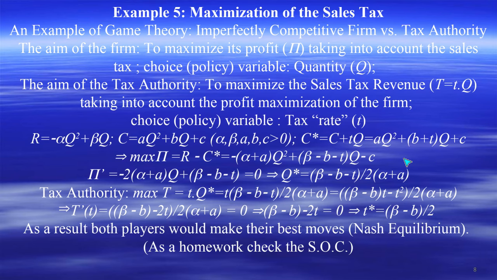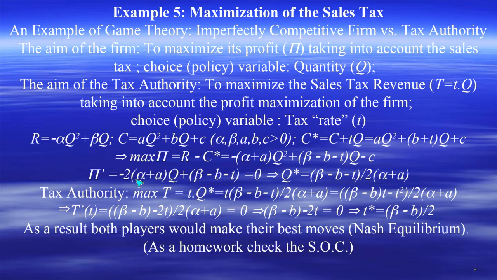The firm will maximize this profit. How shall it do it? Very simple. Just take the first derivative and make it equal to zero. So put this 2 in front: minus 2 times (alpha plus A) times Q, since 2 minus 1 is 1, plus beta minus B minus T. Minus C is constant, so its derivative is 0. All in all, we obtain minus 2 times (alpha plus A) times Q plus beta minus B minus T equals 0. What is Q star? Just solve for Q star from here, very easy.